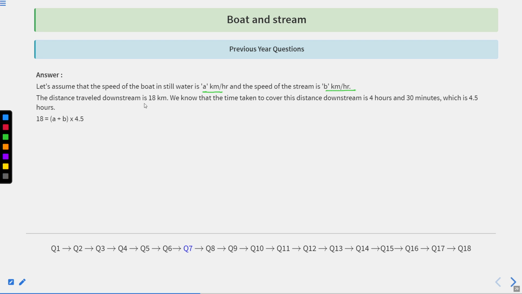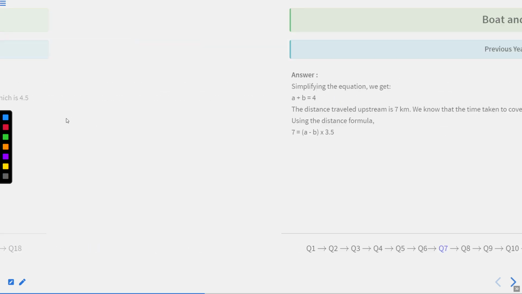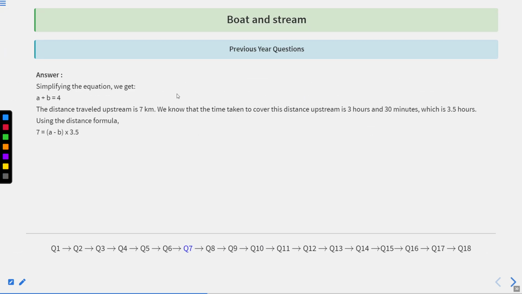The distance traveled downstream is 18 km. We know that the time taken to cover this distance downstream is 4 hours and 30 minutes, which is 4.5 hours. So we can write 18 equals (a plus b) times 4.5. Simplifying the equation, we get a plus b equals 4.